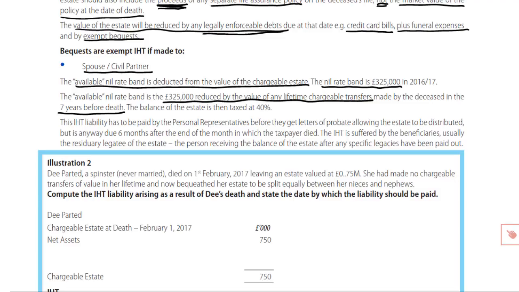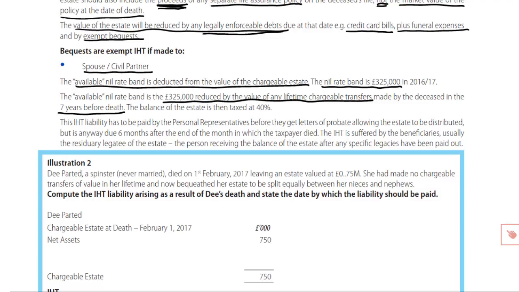So, get your chargeable estate at death. Work out then what is the available nil rate band. If you have not made any lifetime transfers, or at least any in the 7 years before death, then the full £325,000 nil rate band is available to you, and only the excess is taxed at 40%.